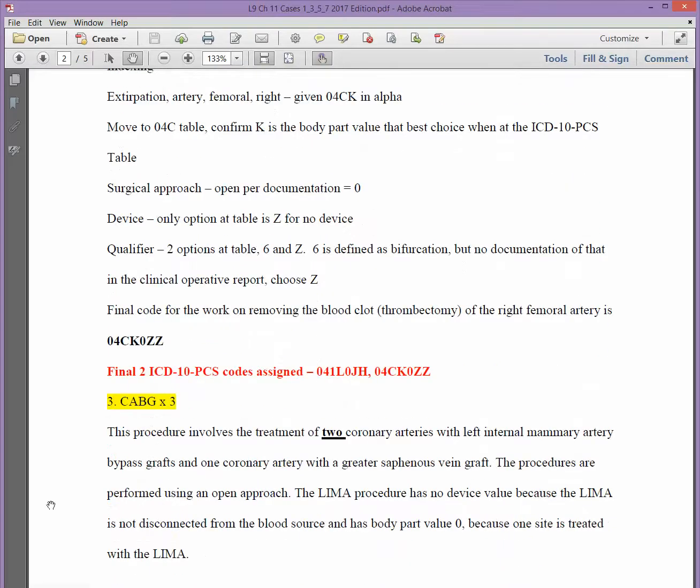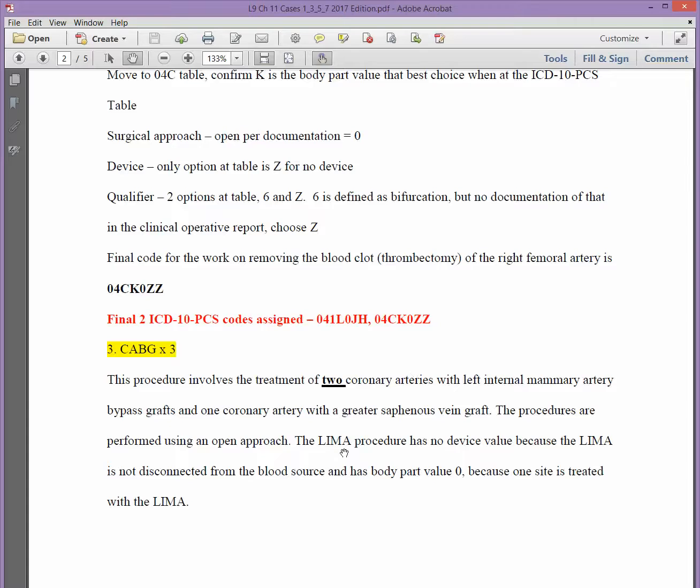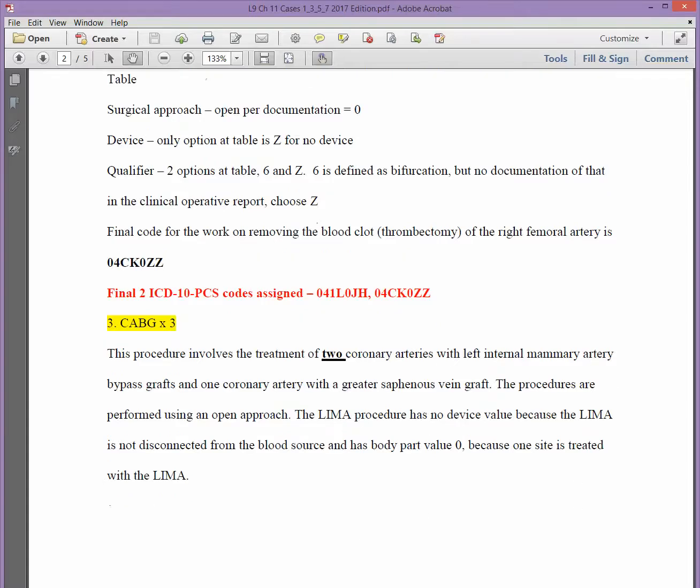Moving on to number 3, which is identified at the end of chapter 11 as a CABG times 3. It says coronary artery bypass graft times 3 off pump, specifically in your textbook. This procedure involves the treatment of 2 coronary arteries with a left internal mammary artery bypass graft and 1 coronary artery with a greater saphenous vein graft. The procedures are documented as being performed using an open approach. And when we look at the LIMA, the left internal mammary artery, that has no device value because it's not being disconnected from the blood source.